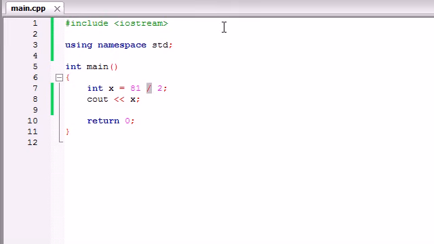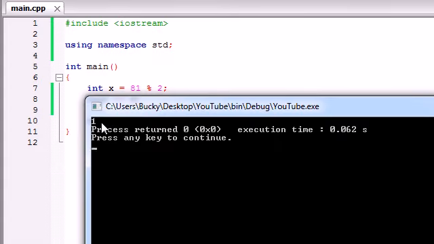Whenever we want to use the remainder, we need to use something called the modulus operator, and that is the percent sign, like this. What this is going to do is give you the remainder of the answer. It's not going to say 40 remainder 1. It's just going to give you that 1. So let's build and run this, and you can see that when we do 81 modulus 2, it gives us the remainder, which is 1.